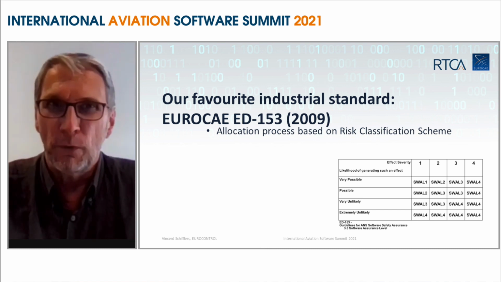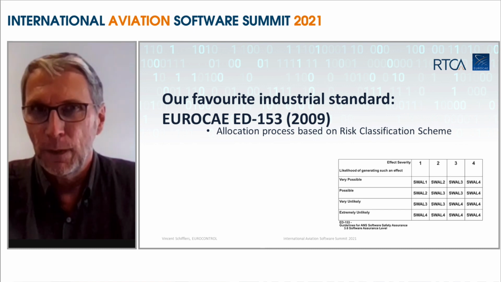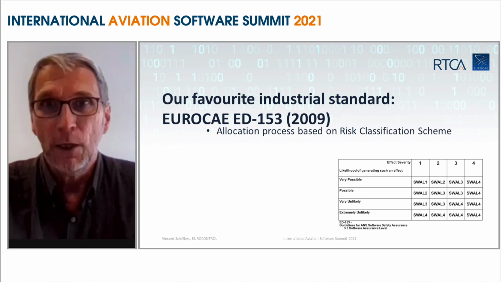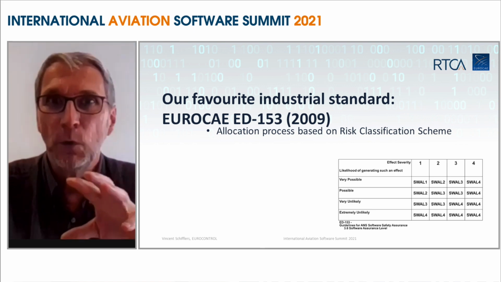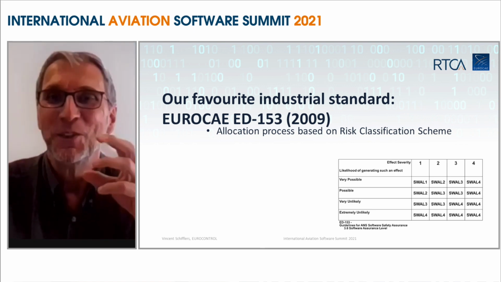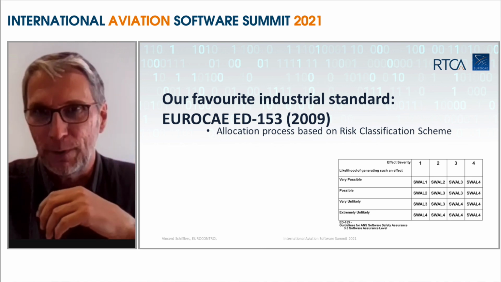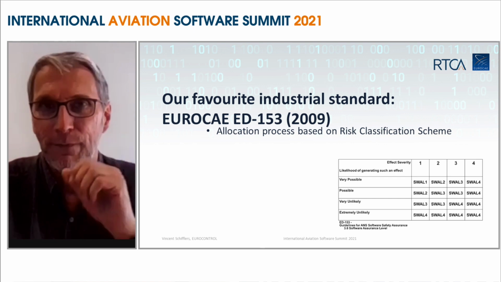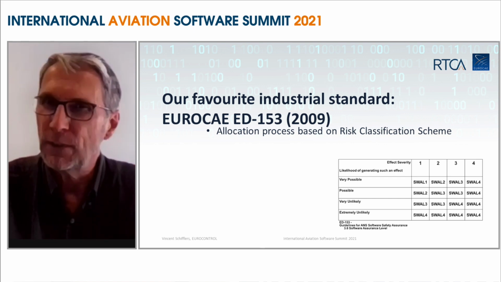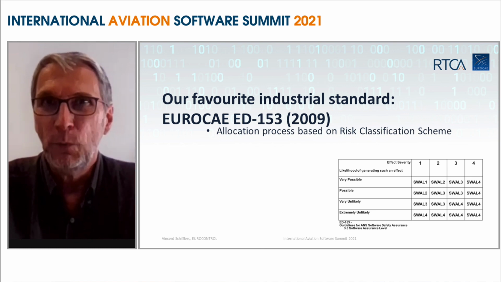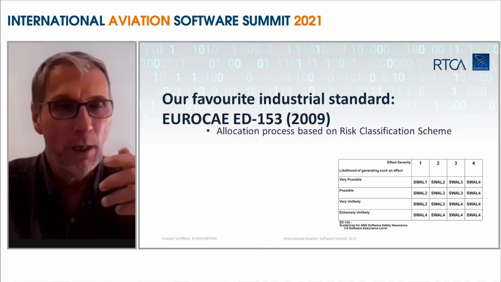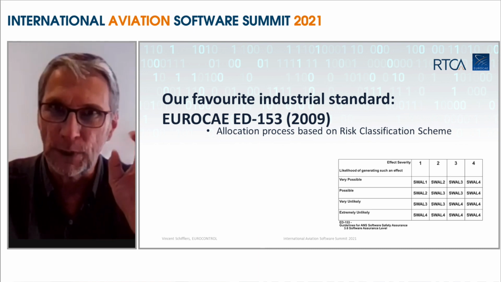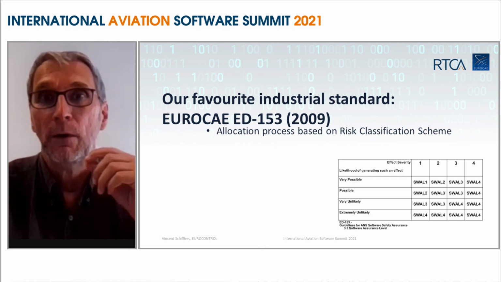So let's go back to our favorite industrial standard. If you know a little bit about ED-153, which was published in 2009, you know that somewhere you will find the matrix to allocate a software assurance level. And it's based on two dimensions. The first one is the so-called effect severity. And if you remember, effect severity is gone because we got rid of 1035, 1034, 482/2008. All these things are gone. We are now only speaking within the scope of 2017-373 about harmful effect.